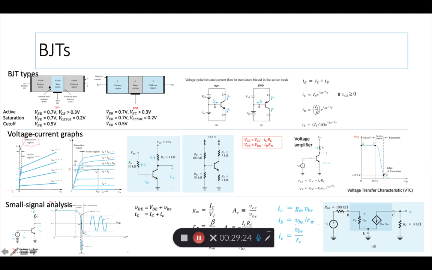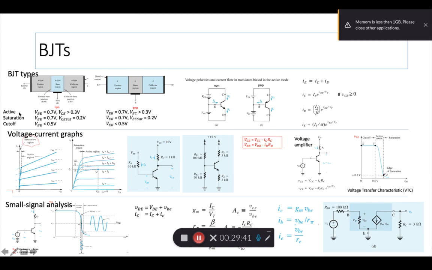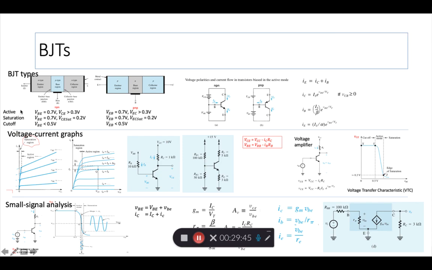All right, so we were introduced in the beginning of the BJT chapter to the NPN transistor and the PNP transistor. And immediately we were told certain things, right? That there's an active mode, there's a saturation mode, and there's a cutoff mode. So in active mode, the base emitter junction has to be forward biased.